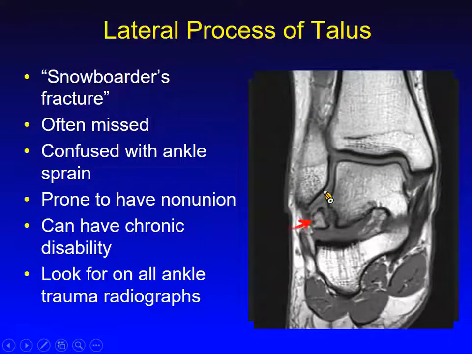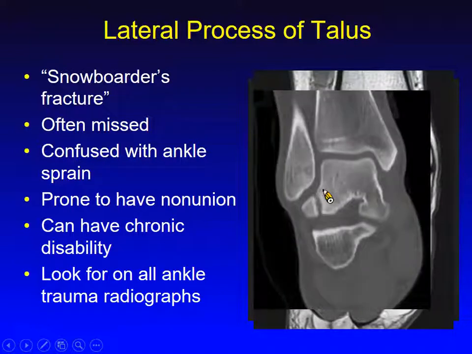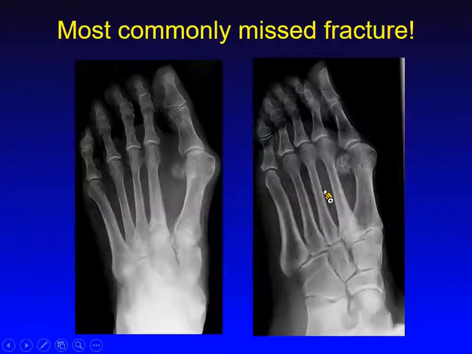In this case, here's the MRI. We can see that ununited fracture there. And on the CT, also ununited fracture with the sclerotic margins.